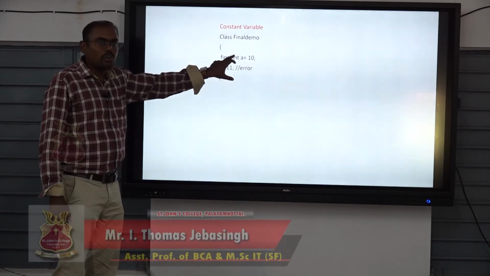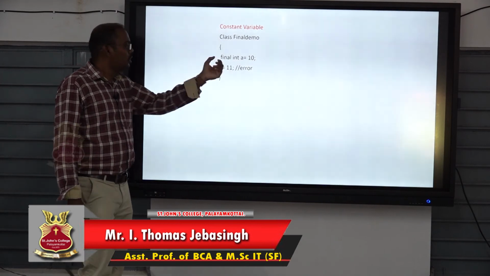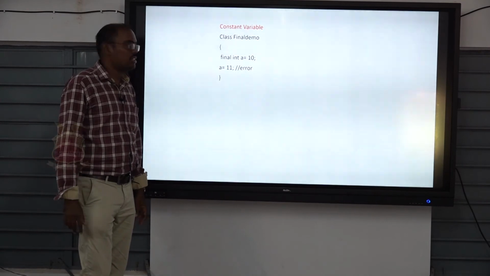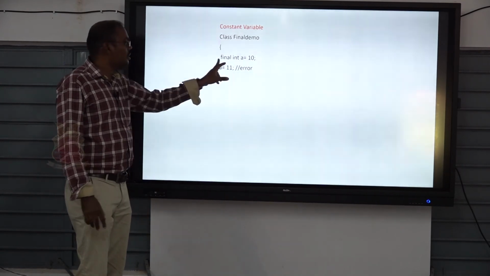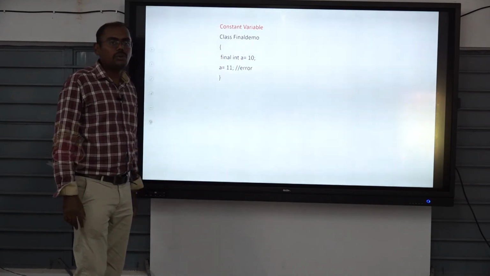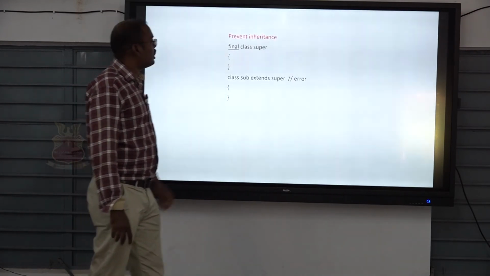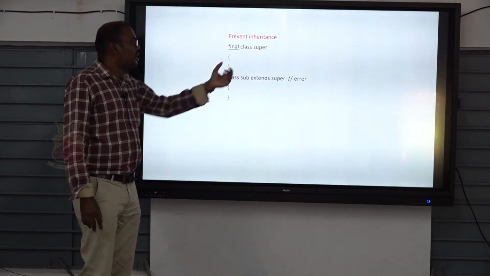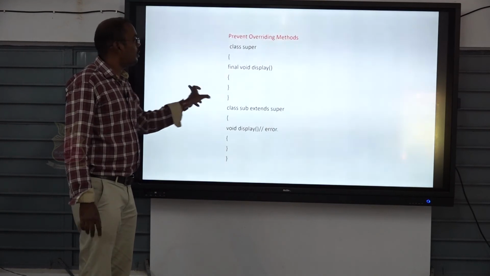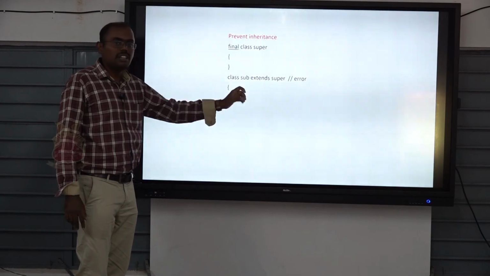Before declaring a variable, we include the keyword final. If you include the keyword final, we cannot change the value of the variable. If you try to change it, it will give errors. In this example, final int a equal to 10. If you try to change a equal to 11, it will show an error message. Next, to prevent inheritance. When a class uses the final keyword, this class cannot be extended by another class. If you try to extend it, it shows an error.